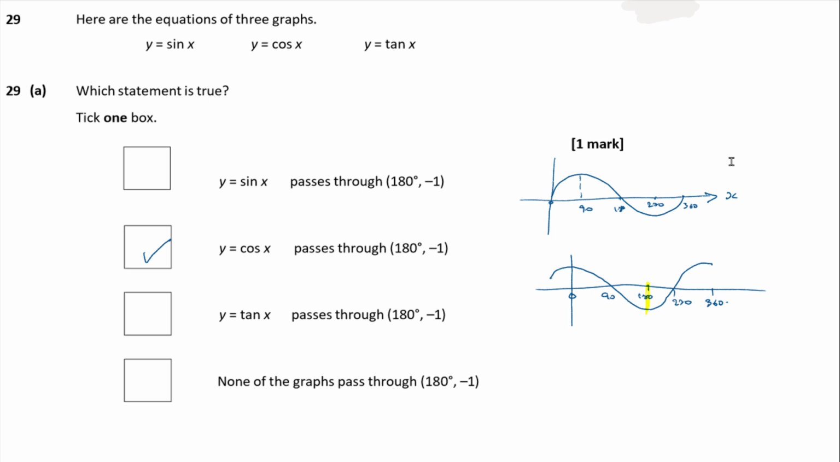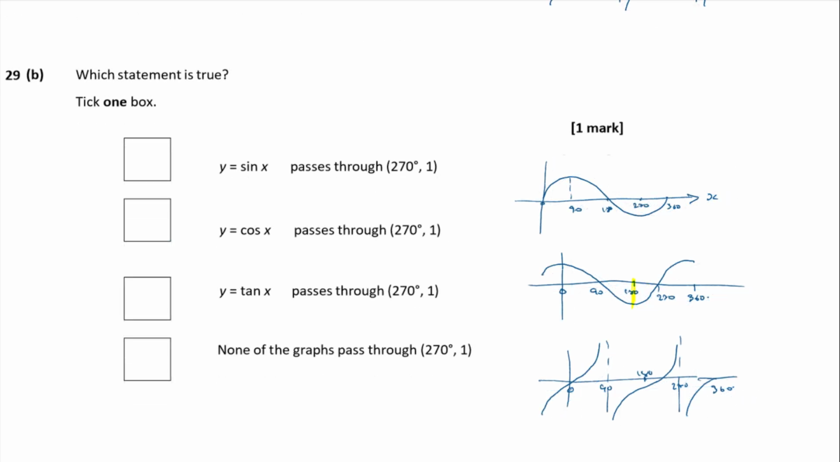I'm just going to double check tan. So what does tan look like? It looks like this. It's kind of like a curve, and then it repeats every 180 degrees. So that's 0, 90, that's going to be 180, that's 270, and then I suppose I'm going to have a little wiggle there at 360, aren't I?